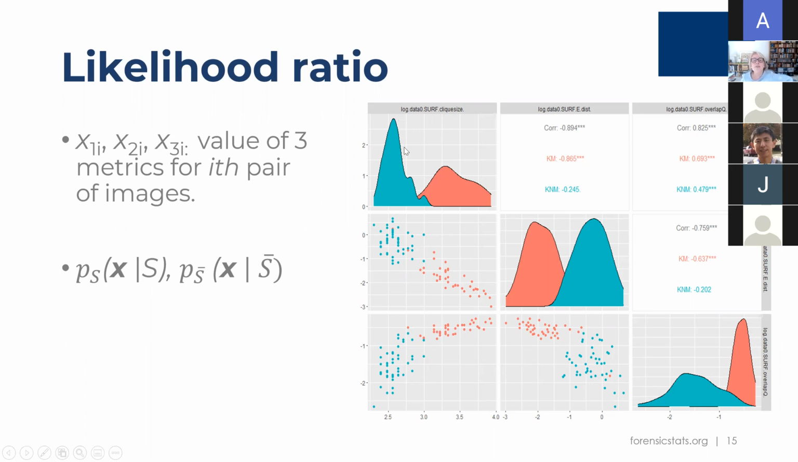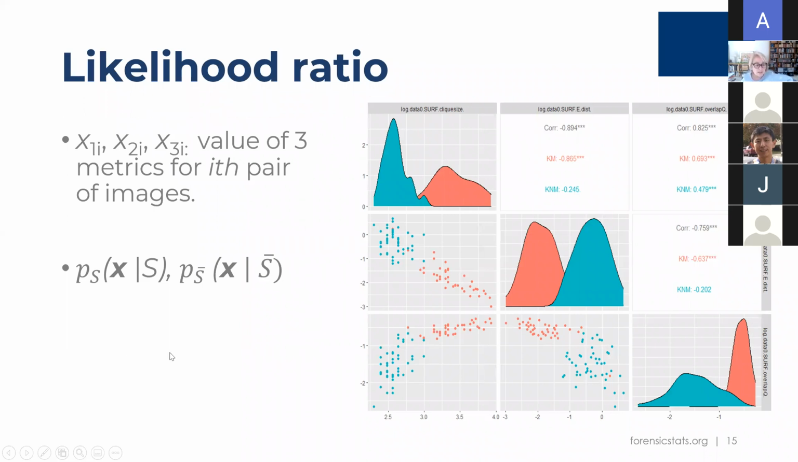So for example, the clique size, like we had hypothesized, tends to be larger when you have matching pairs than when you have non-matching pairs, as you would expect. The distance tends to be larger among non-matching pairs than among matching pairs, but there is some overlap. So none of these three variables by themselves would give you a good classifier. What you would need to do is combine all three.